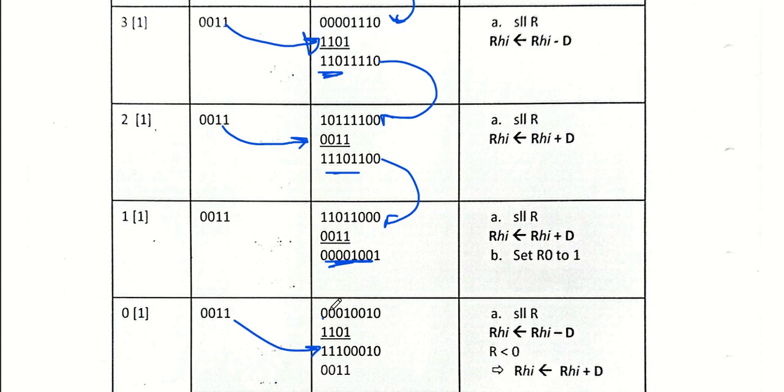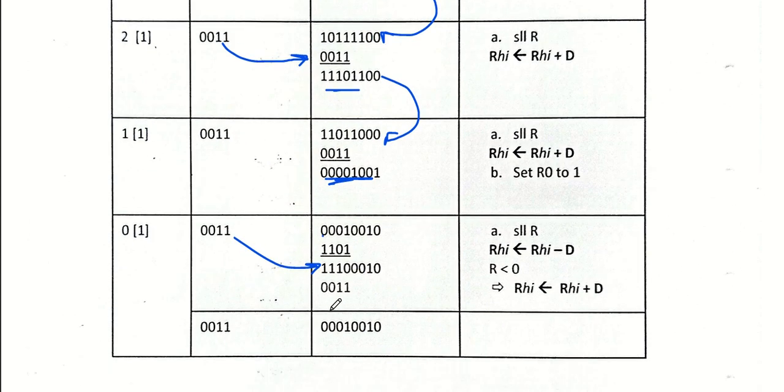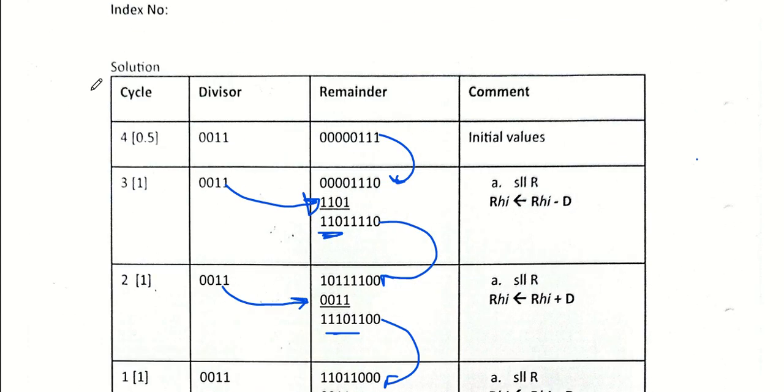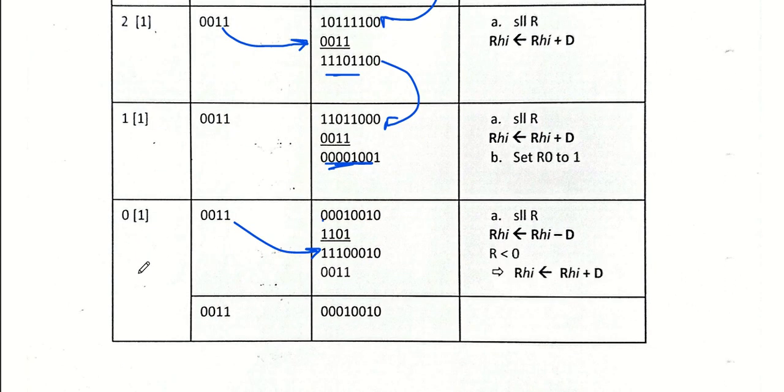But because you've ended the number of steps, you see, this is 4 bits, so it means that at the end of 5 steps you should be done. So 5 steps is what? 1, 2, 3, 4, 5. At the end of 5 steps, you should produce an answer. So now after subtracting, we get a negative answer. It is only at this point that if you get a negative answer, you have to restore. So that's the restore process. After restoring, we get this as our final answer.